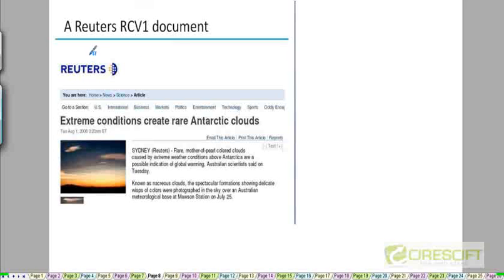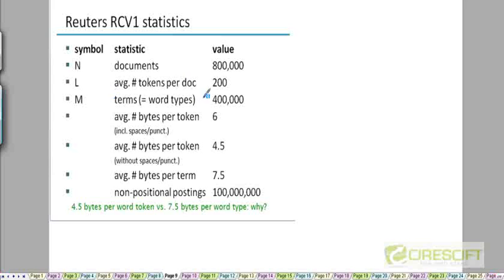So here's a typical Reuters RCV1 document. Note that we are going to focus primarily on the text data in the document. We're not worried about images and videos and so on. So these are some statistics. Again, these are just some assumptions that we're going to make. We are going to assume that we have 800,000 documents, which is pretty large compared to just the 37 plays of Shakespeare that we are working with.